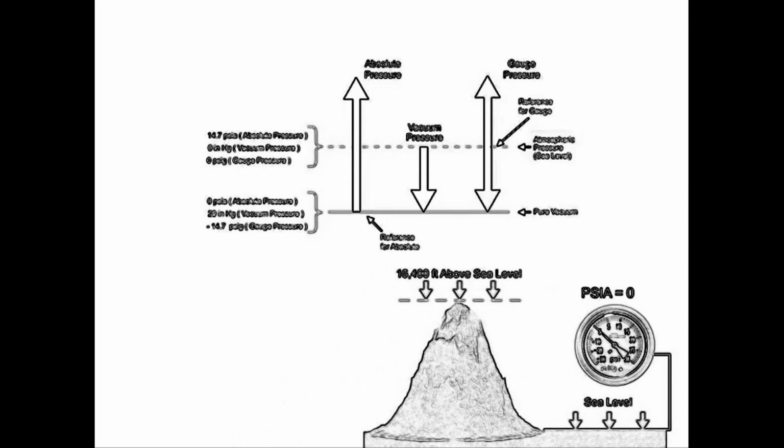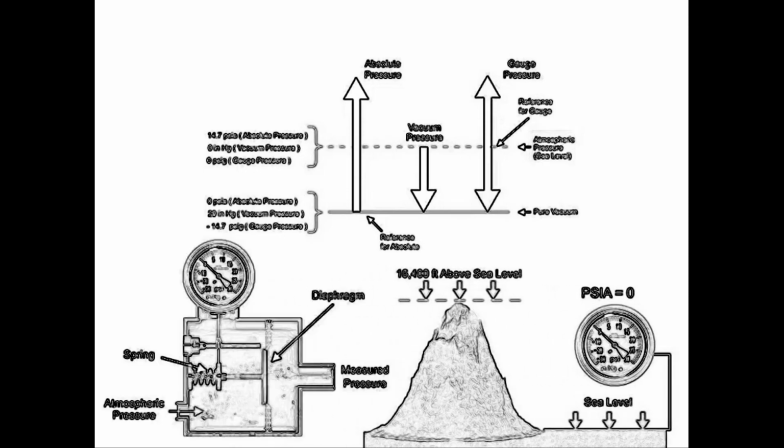Gauge pressure can also be measured with a mechanical diaphragm gauge. Using atmospheric pressure as the reference, the diaphragm bends towards the side with the lowest pressure, which operates the spring that is mechanically linked to the gauge pointer.